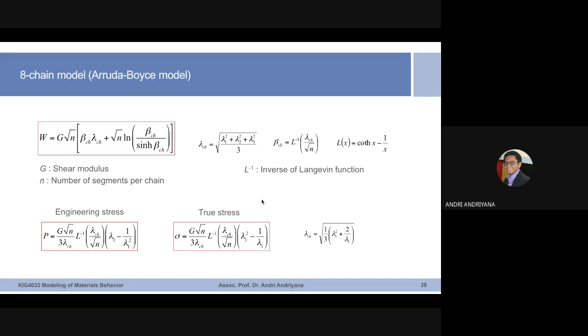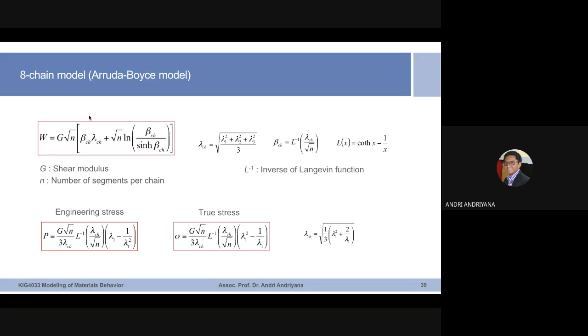I do not show the derivations, just the final result, which is the form of the strain energy for the Arruda-Boyce model. You still have G, the shear modulus. You have N, which is the number of segments per chain. So this is a refined theory. It requires us to look at one single chain, and the chain consists of smaller links, smaller segments, and the number of segments is represented by N here.